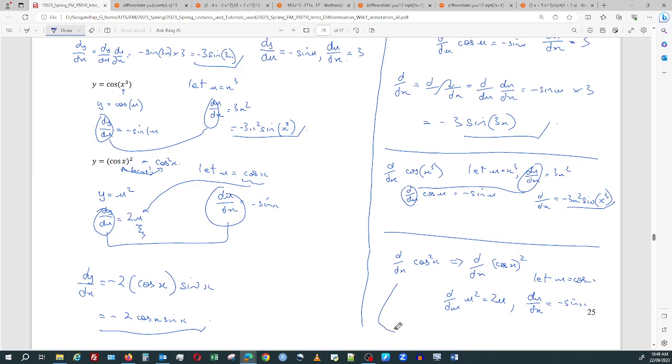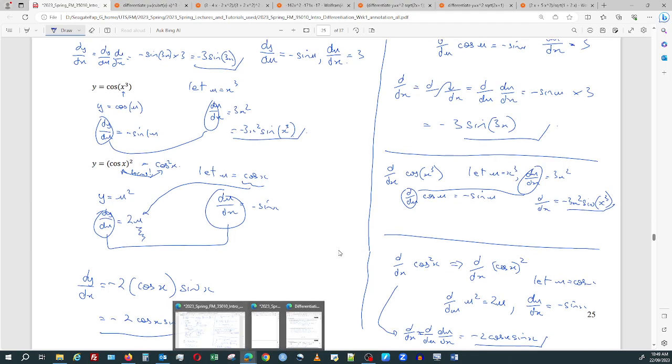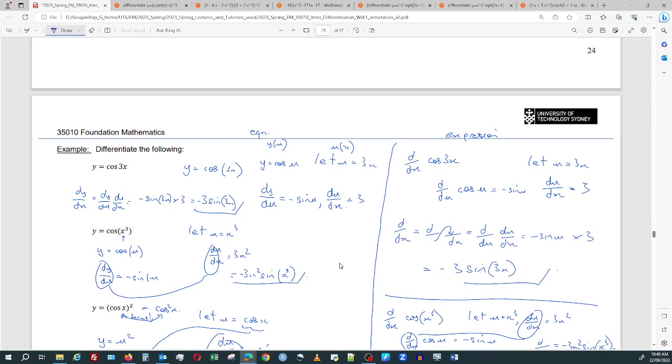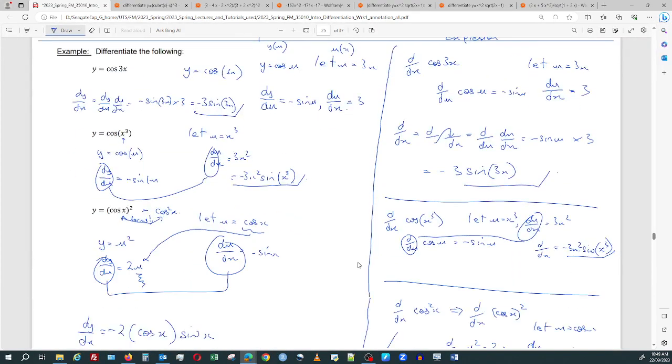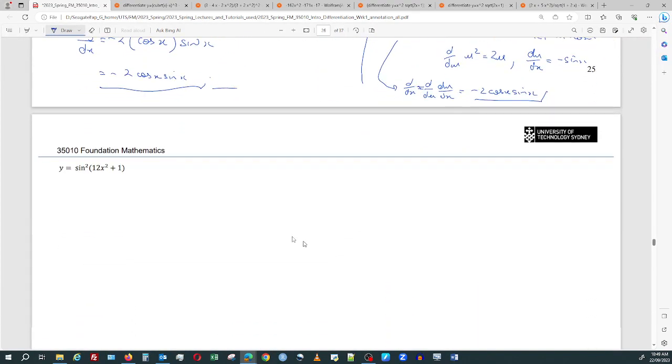Okay, putting the chain rule back together, dy/dx is dy/du times du/dx, which is minus 2 cos x sine x. Same as this one. Okay, so whether you do it in an equation or an expression, doesn't matter. Okay, we'll go over these particular ones again.